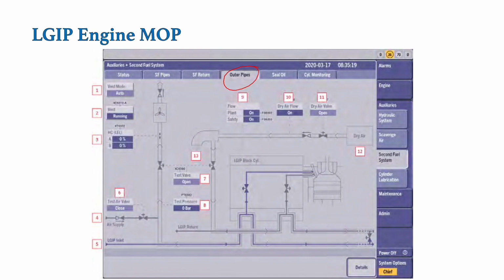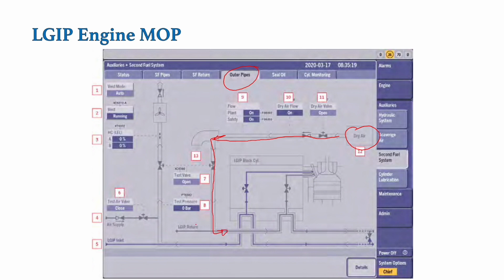The operation, basically the flow diagram for the outer piping, we have already covered in my previous videos, but still I will give you the overview. So this is the dry air which is produced in the engine room by the air compressors, and this dry air is supplied and it enters the double wall piping. So this basically enters at the return side.